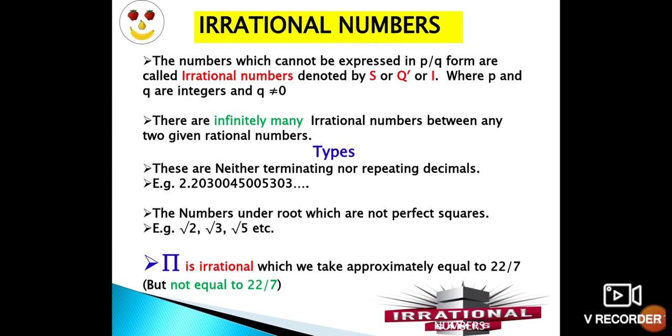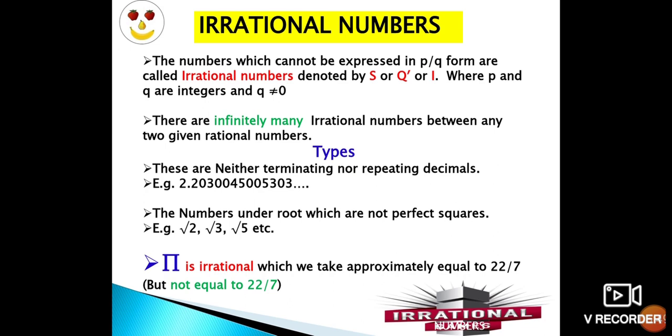Now if you come to the irrational numbers, the numbers which cannot be expressed in p by q form are irrational numbers, which are denoted by Q dash or I, where p and q are integers and q is not equal to 0. So there are infinitely many irrational numbers between any two given rational numbers or irrational numbers. We can insert infinitely many.